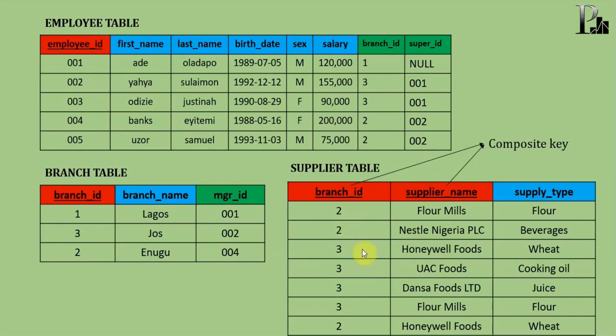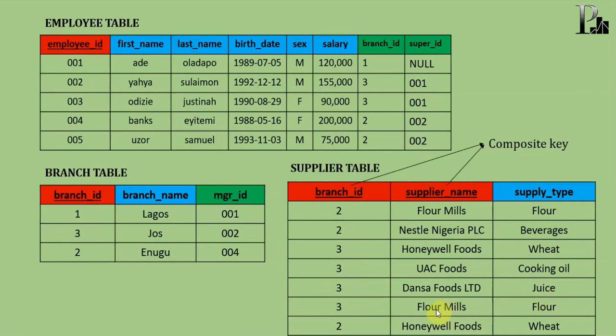So for example, we know that branch ID 2, which is the Enugu branch, gets flour supply from Flour Mills. Then here we know that branch ID 2, which is still the Enugu branch, gets a supply of beverages from Nestle Nigeria PLC. Honeywell Foods supplies branch ID 3 with wheat. UAC Foods supplies branch ID 3 with cooking oil. Dancer Food supplies juice to branch ID 3.